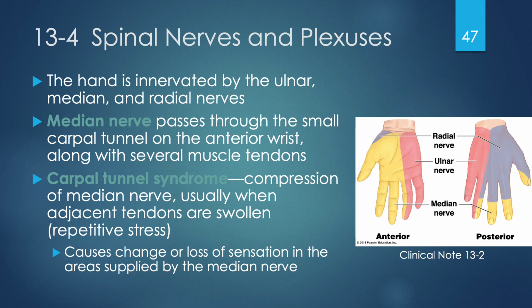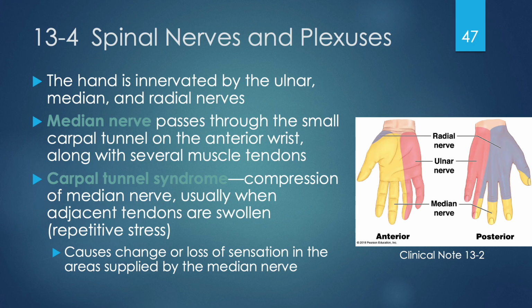So the hand is innervated by three separate nerves, the ulnar, median, and radial nerves, and they all pass through different locations. The median nerve is going to pass through the small carpal tunnel on the anterior of the wrist. And remember, anterior of the wrist meaning in anatomic position, our palms face forward, right? And so it passes along there along with several muscle tendons. And I'm sure you've heard about carpal tunnel syndrome before, when you have compression of the median nerve specifically.